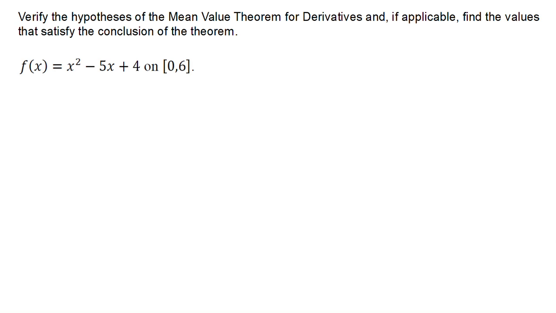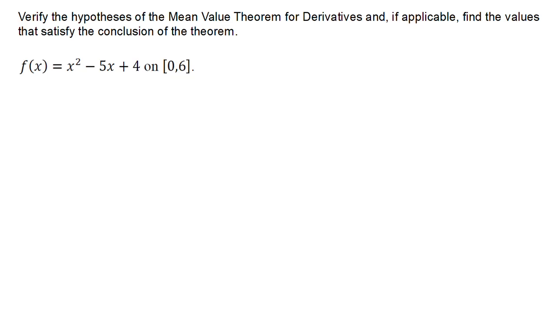All right, this is going to be our walkthrough for the assignment titled Mean Value Theorem for Derivatives. So all we're going to be doing here is verify the hypotheses of the mean value theorem. And then if those criteria are both met, then we just need to go through and find all of the values that satisfy the conclusion of the theorem.